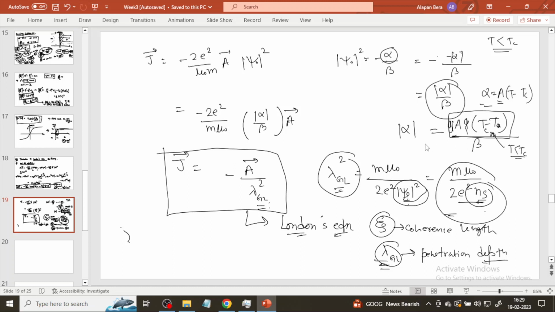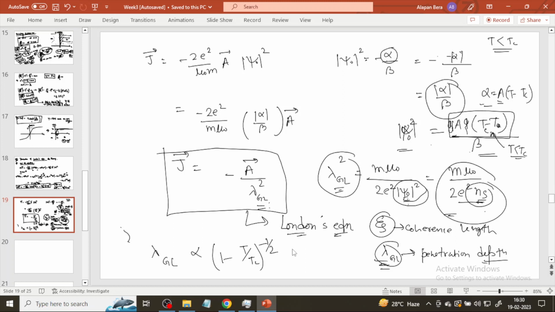Now if we put this term, so this is mod of basically psi naught square. So we have now got the psi naught square and how it depends on temperature. If we put this here, then we get that the lambda GL varies proportionate to 1 minus T by Tc to the power minus half.